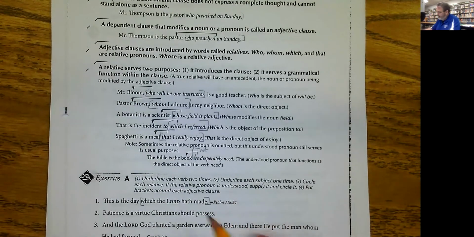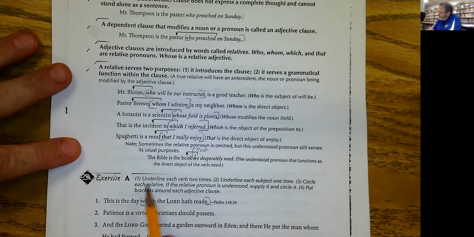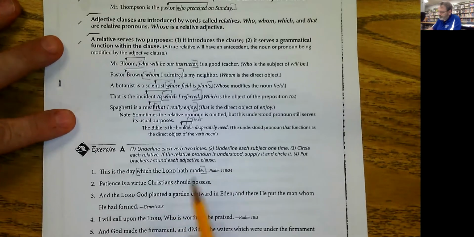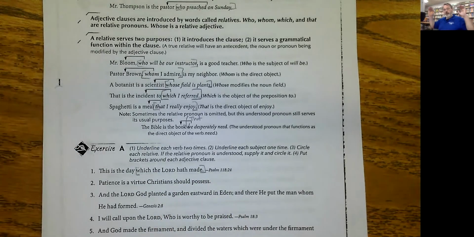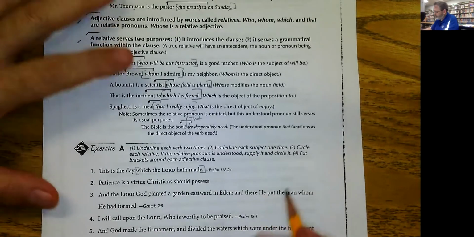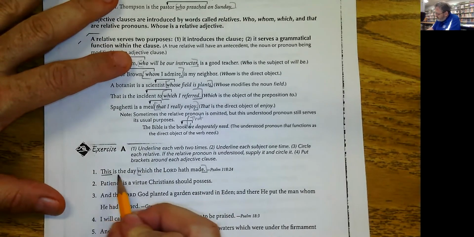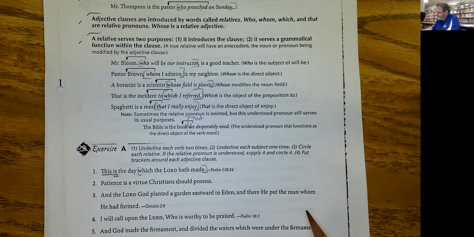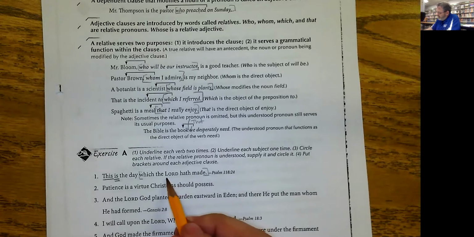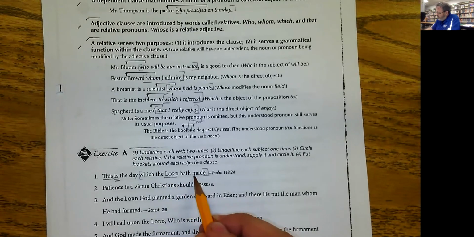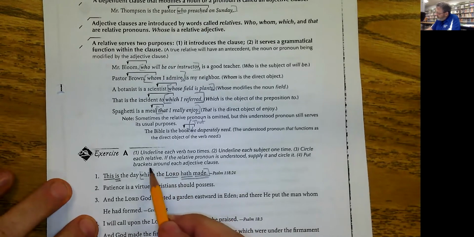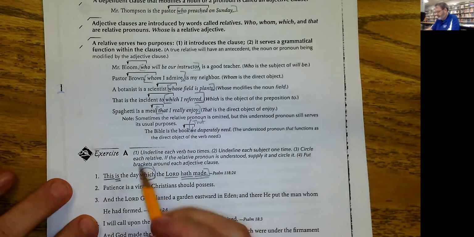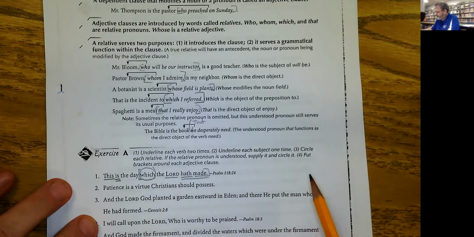Okay, well, we bracketed the right clause. This is describing day, so that's the adjective clause. There should be two sets of subjects and verbs because we have two clauses. We have the independent clause and we have the dependent clause. So, this is the day the Lord has made. Hath is a word for has. And then we have to circle the relative, which is which. Make sense? I wrote over my brackets.